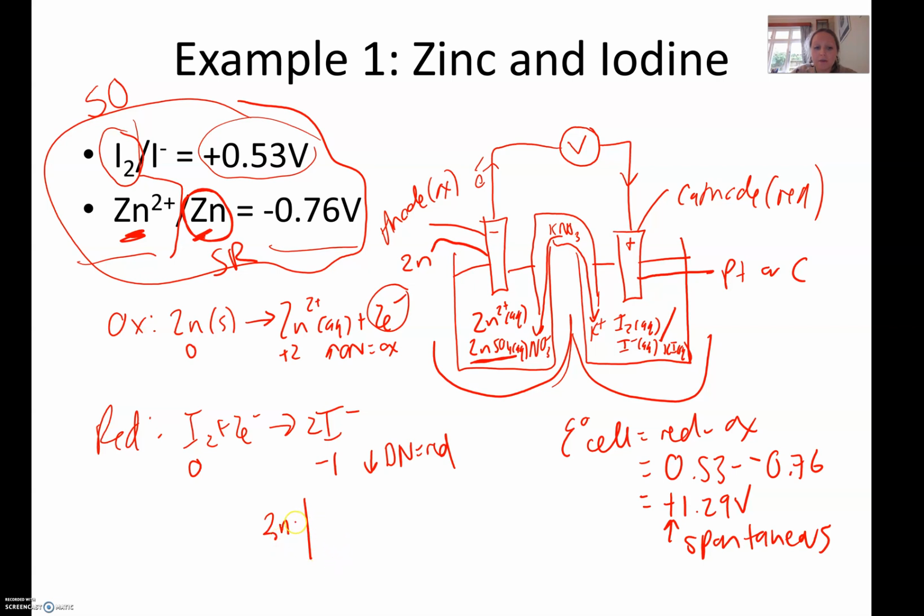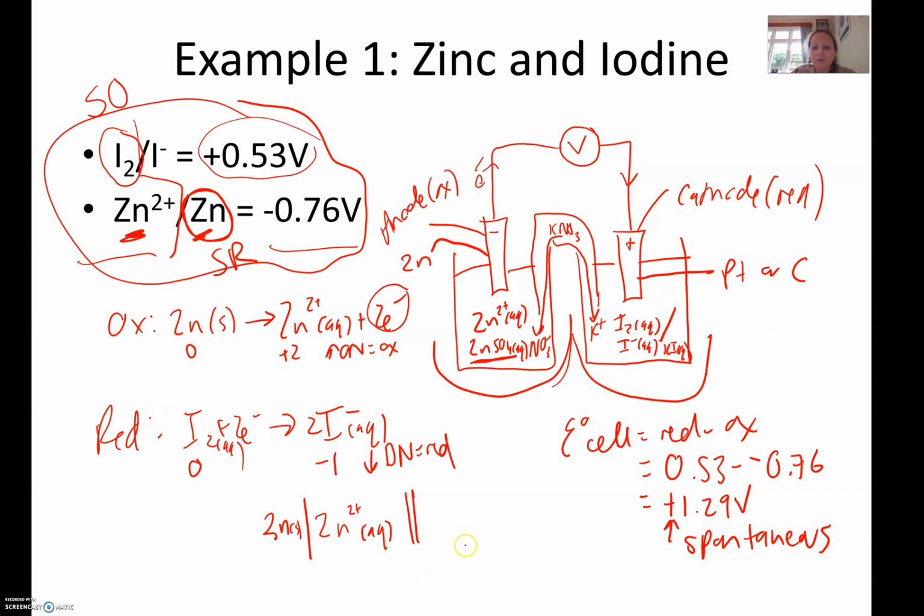So there's zinc metal, okay? And apologies here, I forgot to do states, which we always must do. Okay, so zinc, and then we've got zinc 2+. A double line in the middle stands for a salt bridge. And then we do reduction here.